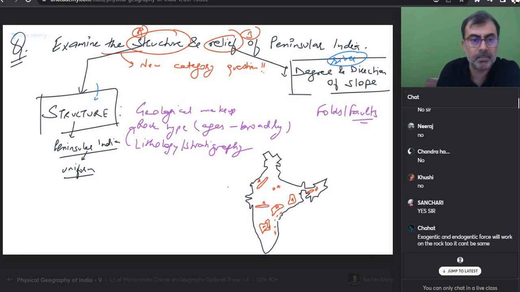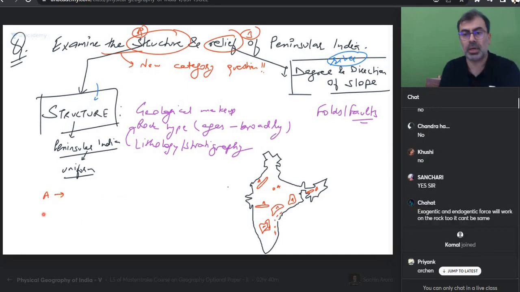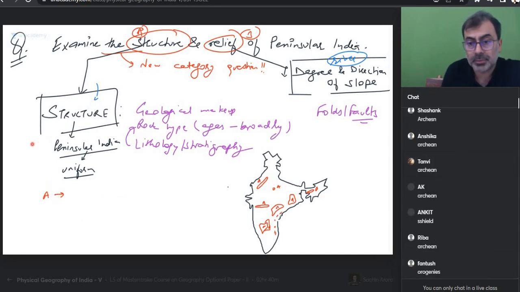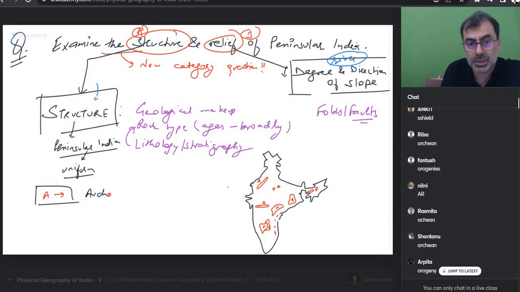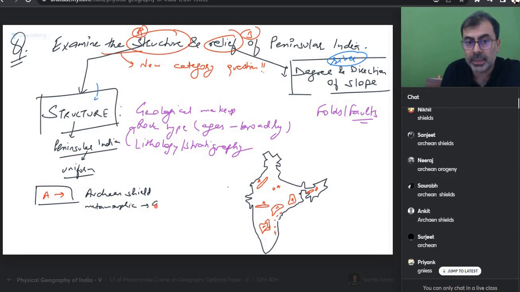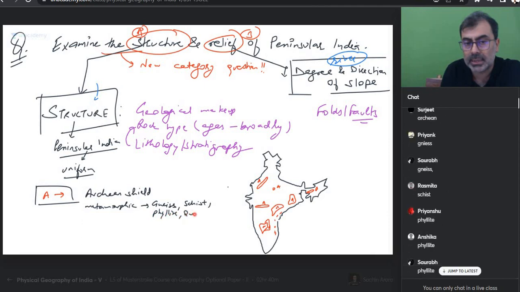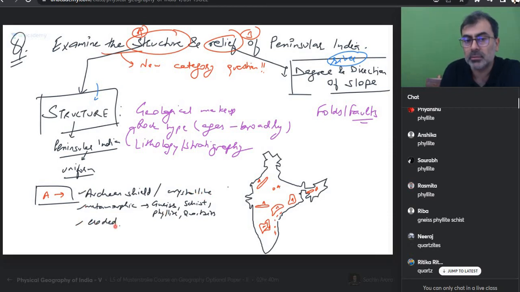Everyone, what is A? Structure of A. So these are Archean shields. These are made up of metamorphic rocks. Sir, I want to surprise the examiner. I want to write the name also. Gneiss, schist, phyllite, quartzites. Yes, Archean shield, crystalline. Metamorphosed, eroded. Good. Perfect.